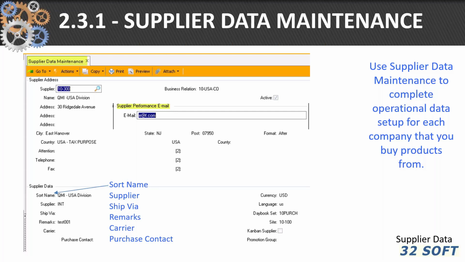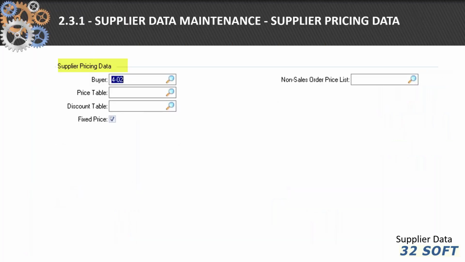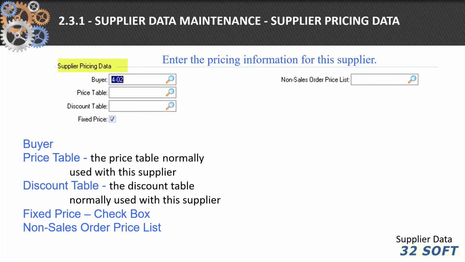You can enter the Supplier Performance email. I'll talk about that in a little bit. There's currency, language, daybook, whether it's a Kanban supplier. Those are all defined in 23.1. The supplier pricing information, which we'll talk a little bit about later, this relates the specific price table to the supplier that you are dealing with in the 20.3.1 file. So you define your buyer, price table, discount table.